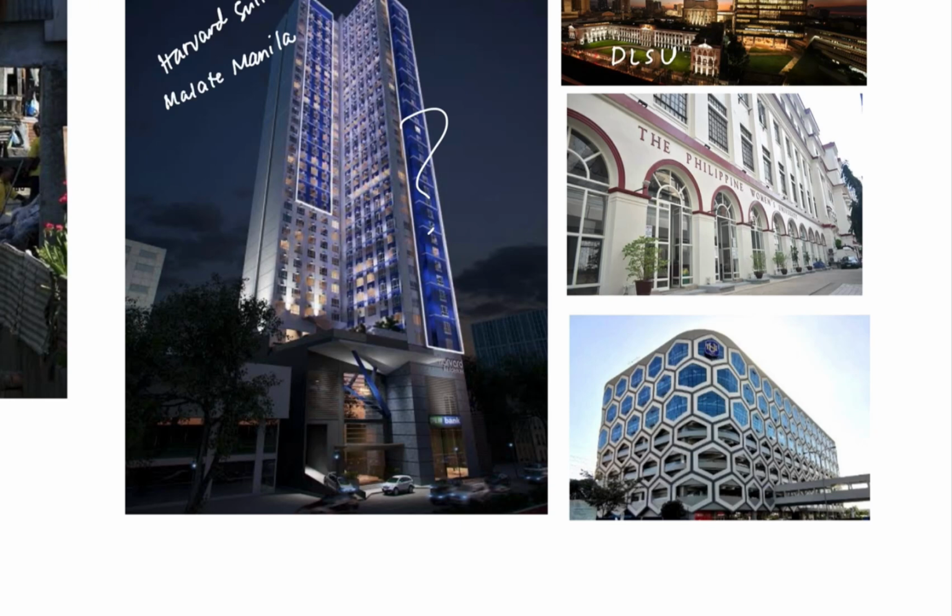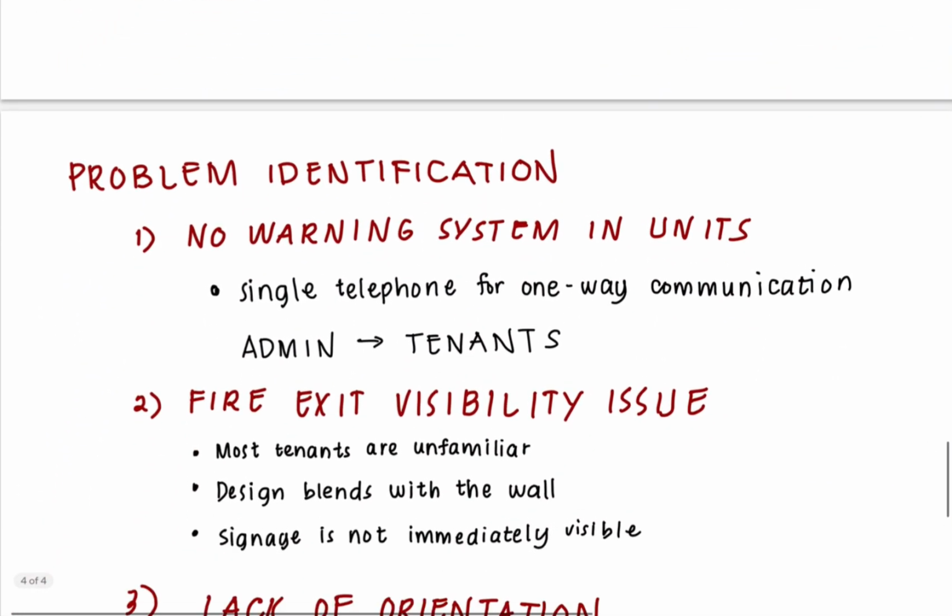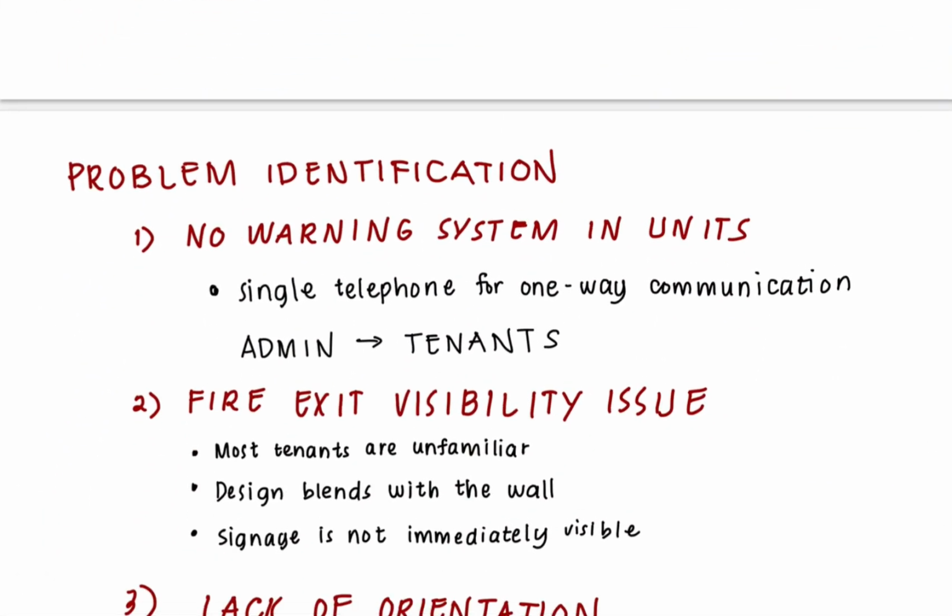So let's now start with the problem identification. Firstly, there's no warning system in every unit. So this is from my interviews with 10 tenants at Harvard Suites, and these are the underlying issues. So firstly, no warning system in units.